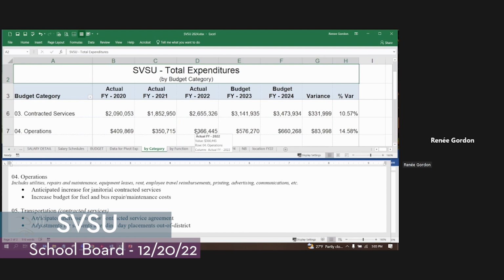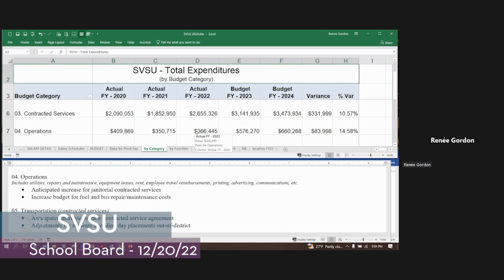But if I can get through this version here, and then I can jump over to that other one, so everybody is just trying to follow along. So the 04 operations encompasses everything to operate the SU. So it's utilities for our central offices, repairs and maintenance, and this also includes the buses up in Arlington, equipment leases, the rent that special education pays to Mount Anthony for the use of the building on Congress Street, and then various other examples that I have there.